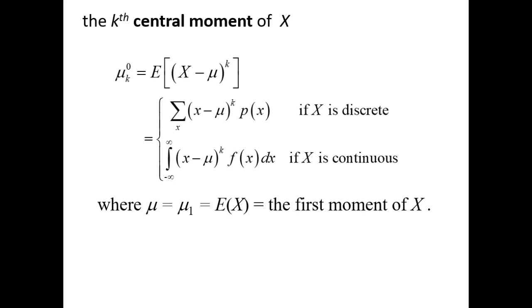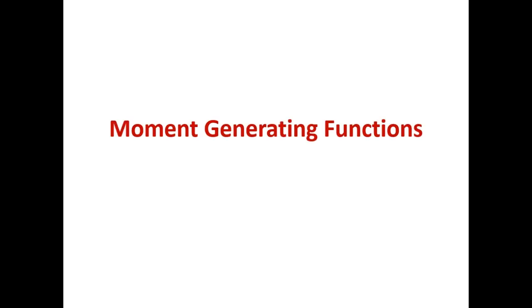dx. And here we have a special case, that is mu 1, the expectation of X. We'll put k equal to 1. It is the first moment of X. Then we can see the moment generating function.